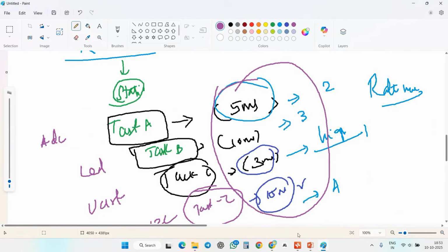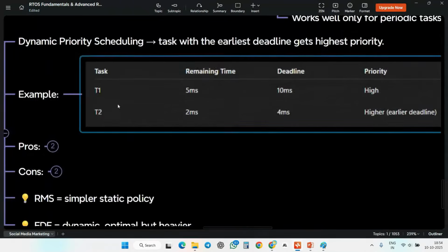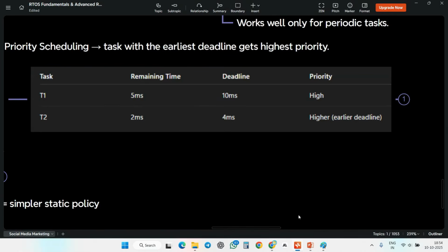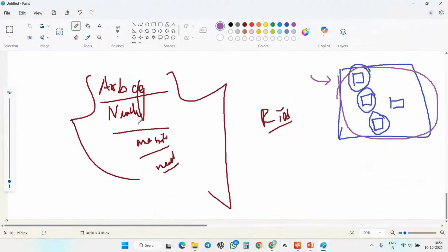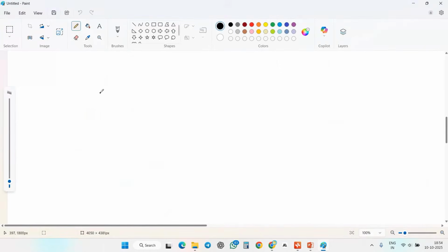But if you look at the earliest deadline, it is different. Okay, you see task 1 and task 2 are there. Task 1 is going to be completed at 10 milliseconds, and task 2 is completed at 4 milliseconds. The remaining time, so it is actually running. It is not pre-scheduled. Think of it this way: your rate monotonic is pre-scheduled. It is fixed. Before scheduling the tasks, you are telling it the order in which to process the tasks.